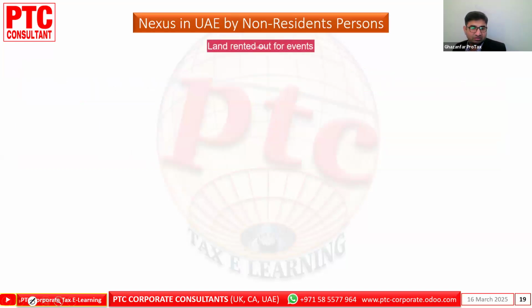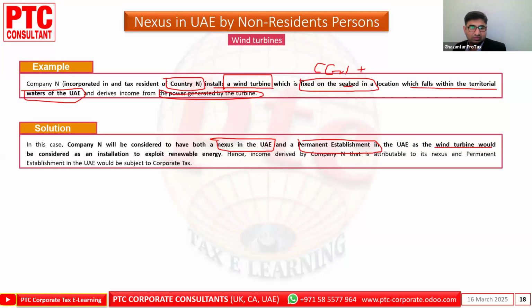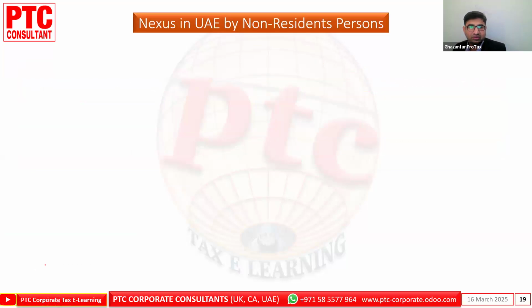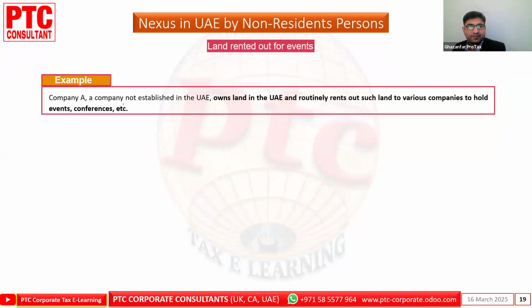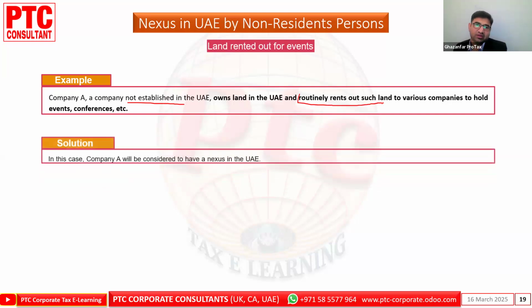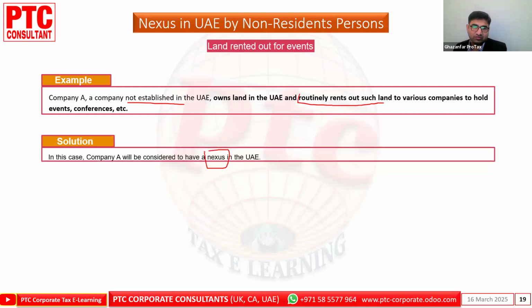Okay, let's go to the next. Company A, not established in the UAE, owns land in the UAE and routinely rents out such land to various companies to hold events. Okay, company A not established. When you say various customers, this means this is his business. So this will be nexus or PE? This will be nexus.